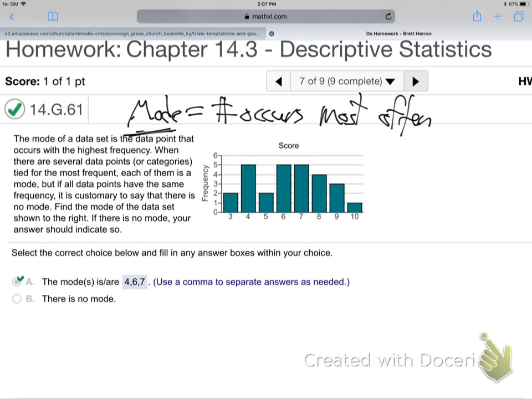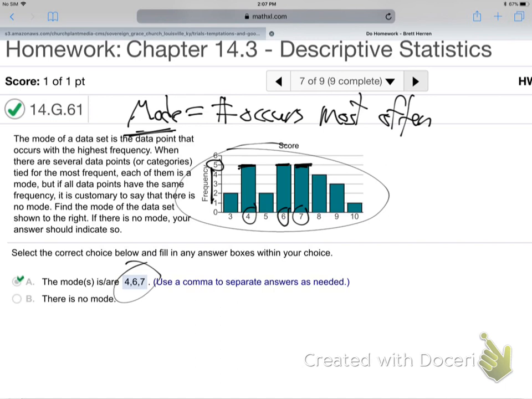So here we go. They're given this data set, and they're saying, what is the mode or modes? Which numbers occur the most? Remember what occur is? Frequency. That's how many. So that means how many 4s are there? 5 4s. There's 5 6s, and there's 5 7s. There's more 4s, 6s, and 7s than there are any other number. So actually all 3 of those are the mode.